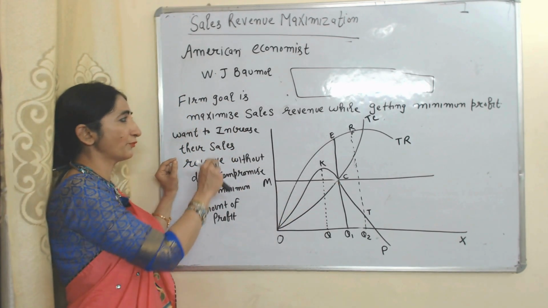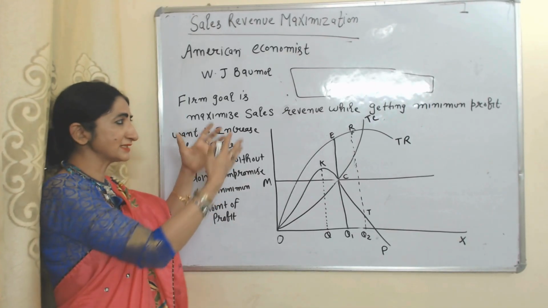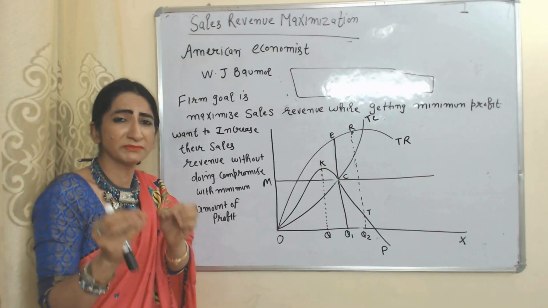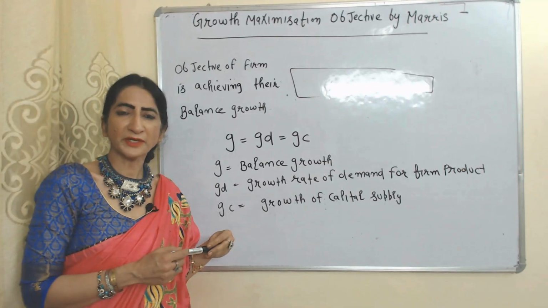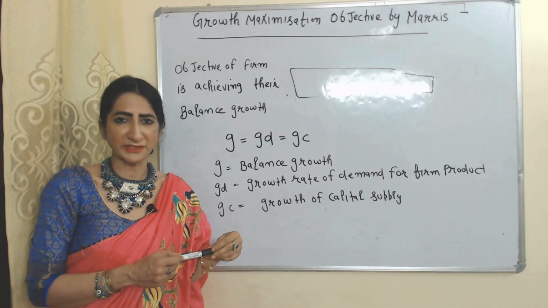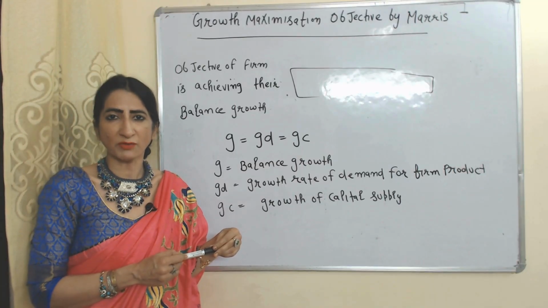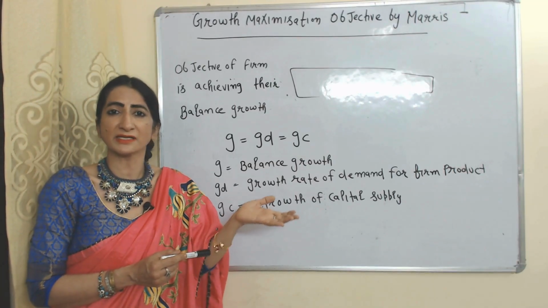At this equilibrium point, the firm is maximizing their sales revenue without any kind of compromise with minimum amount of profit. Now we are going to talk about growth maximization objective by Marris. According to Marris, objective of firm is achieving their balanced growth.